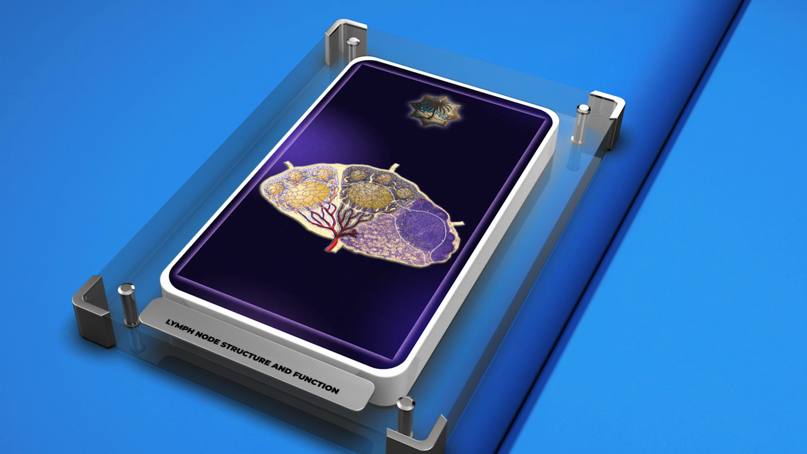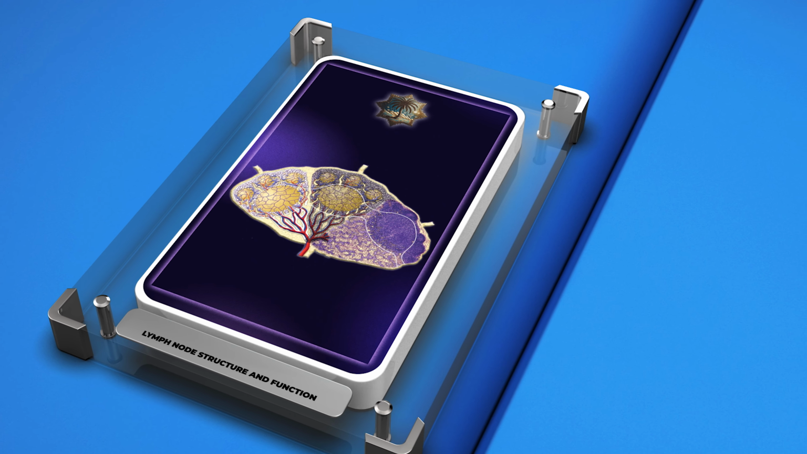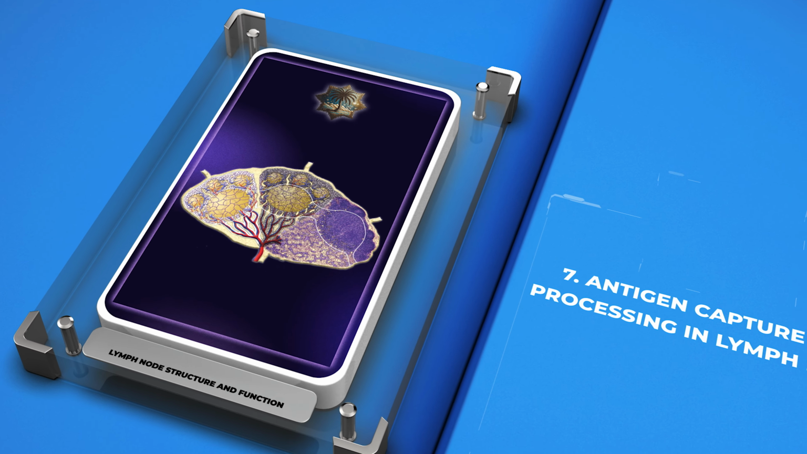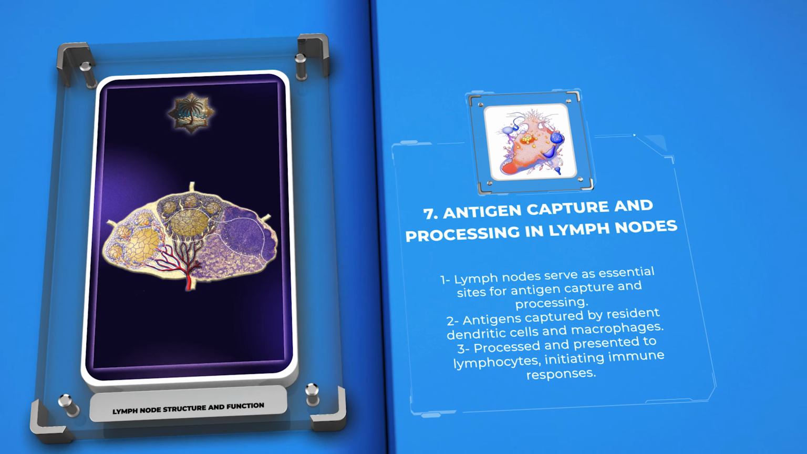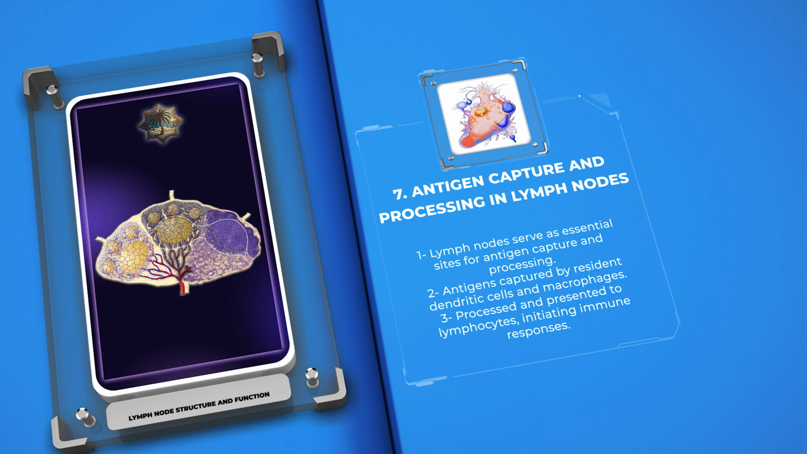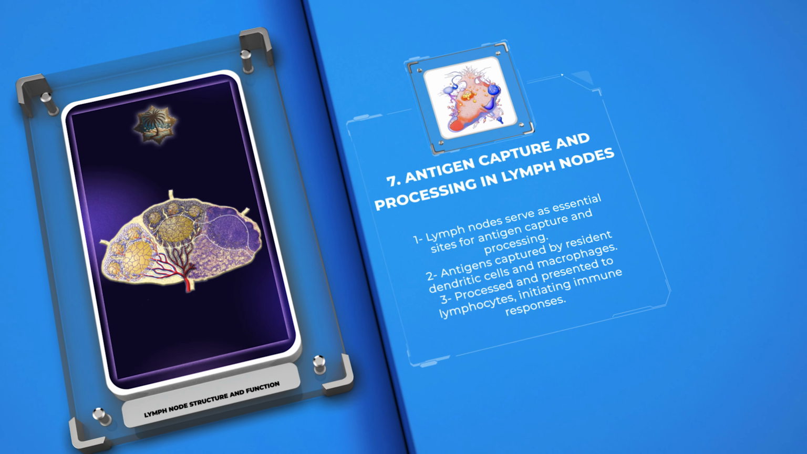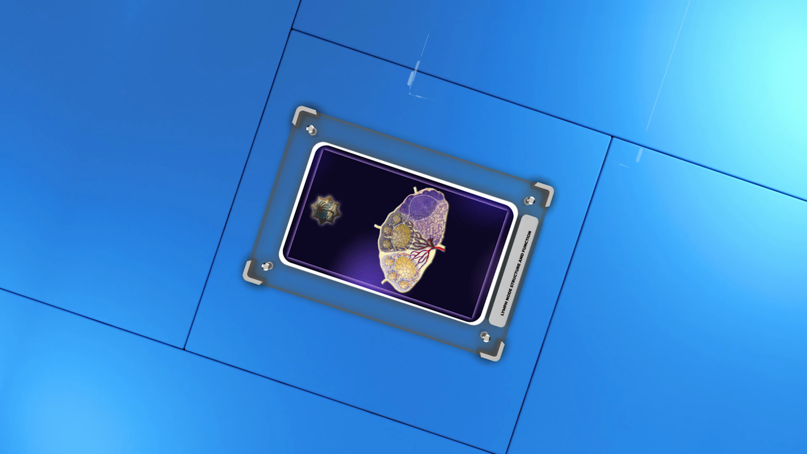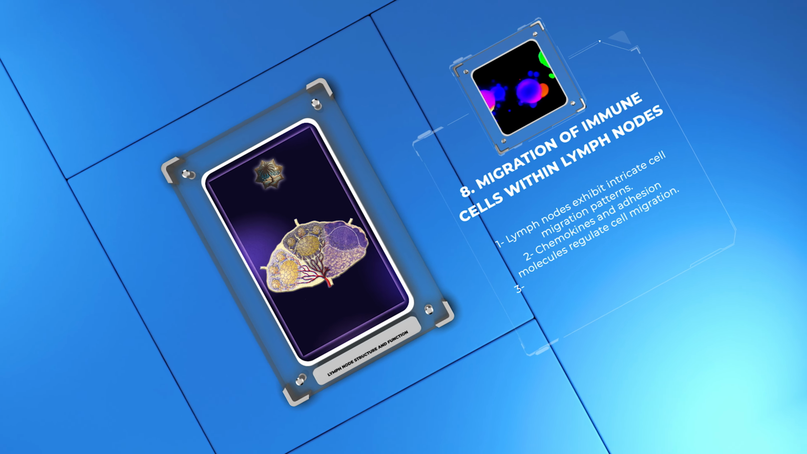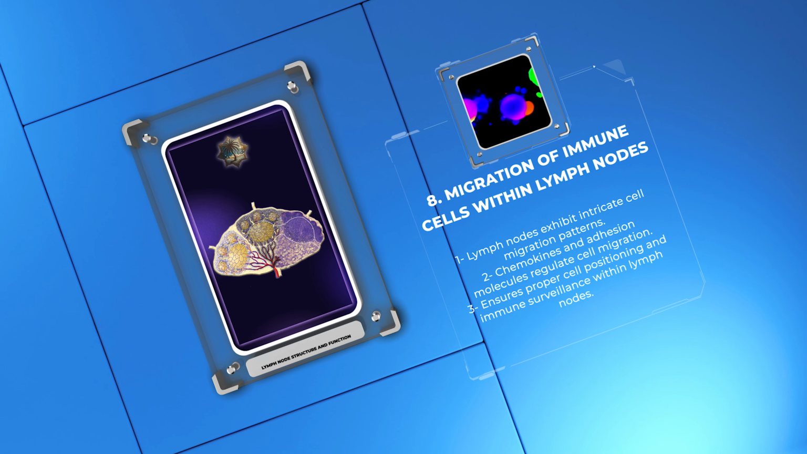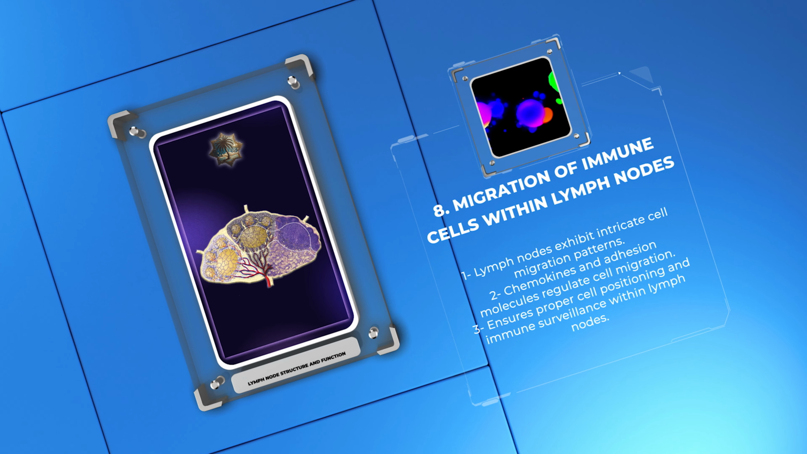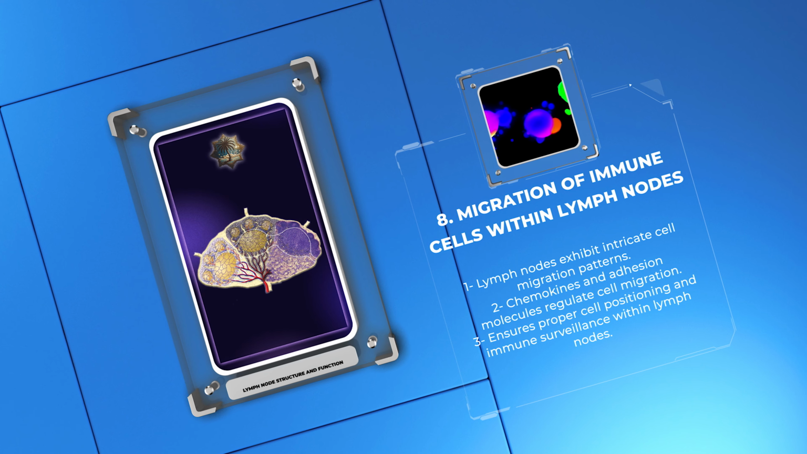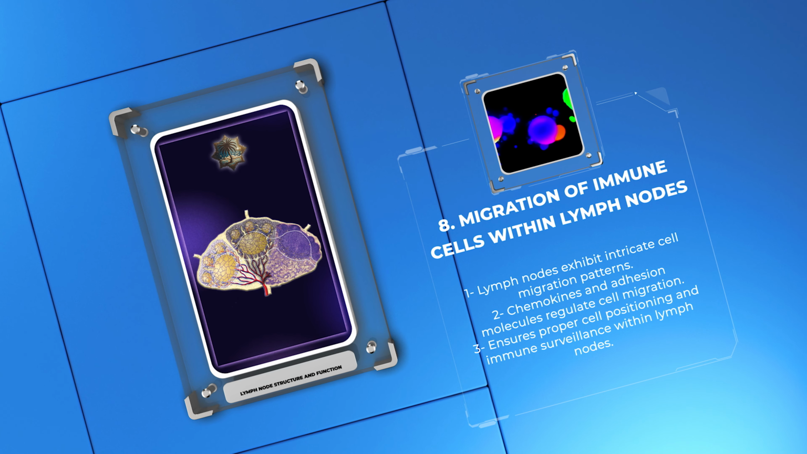Lymph nodes serve as essential sites for antigen capture and processing. Antigens are captured by resident dendritic cells and macrophages within the lymph nodes. These antigen-presenting cells process and present the antigens to lymphocytes, initiating immune responses. Lymph nodes exhibit intricate cell migration patterns, allowing immune cells to interact and communicate effectively. This migration is regulated by chemokines and adhesion molecules, ensuring proper cell positioning and immune surveillance within the lymph nodes.